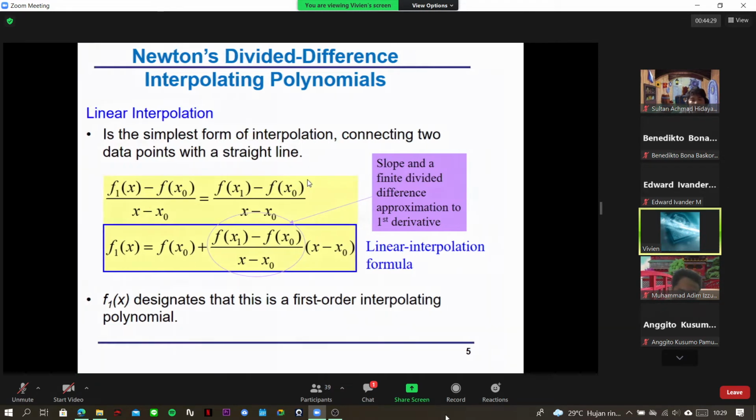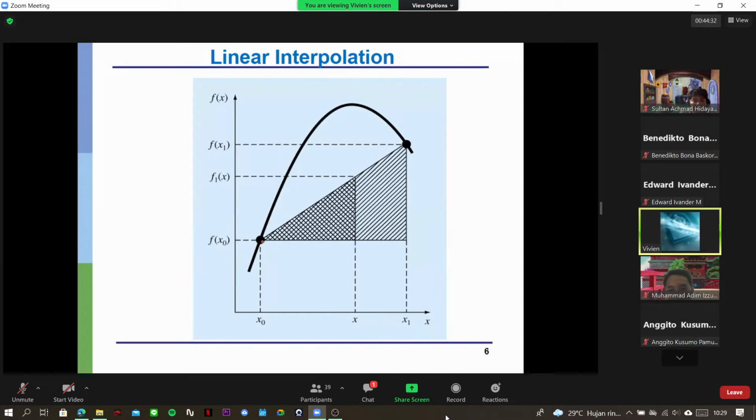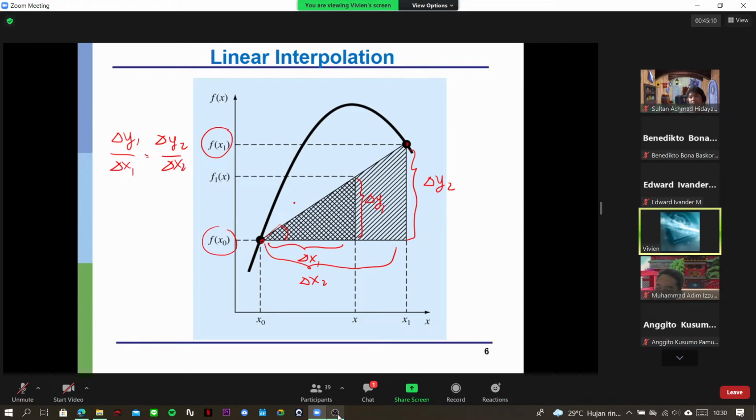We will look at the illustration here. Say we have 2 points, x0 and x1, and we have the values f(x0) and f(x1), so that we can connect them with a linear line. Now we have the slope of the line. If we look at here, we have delta y1 over delta x1, the tangent of the slope, that will be equal to delta y2 over delta x2, because the slope is the same.